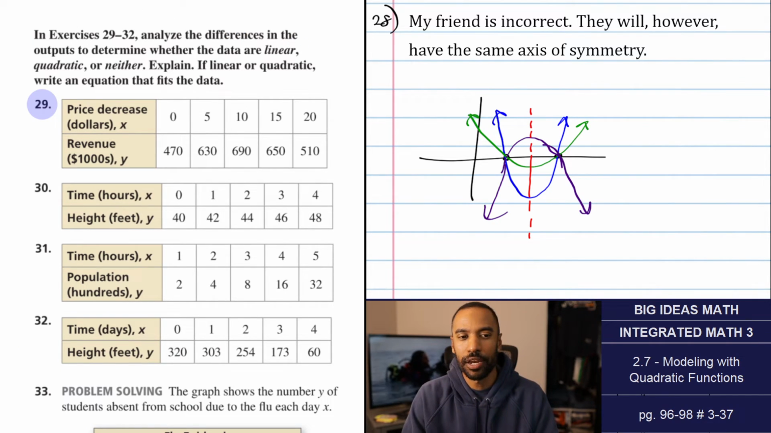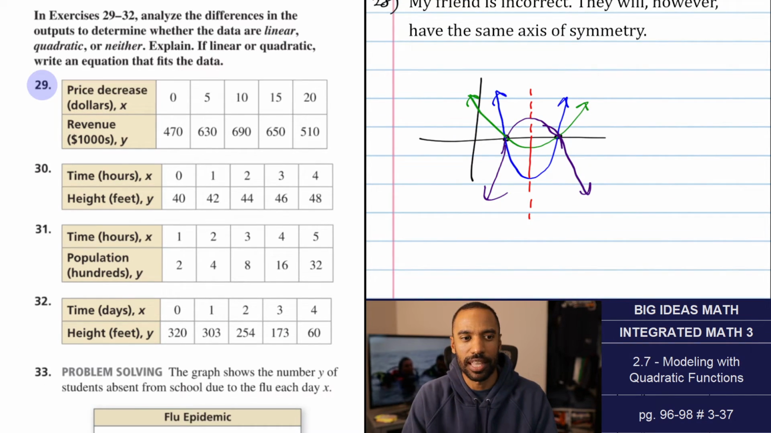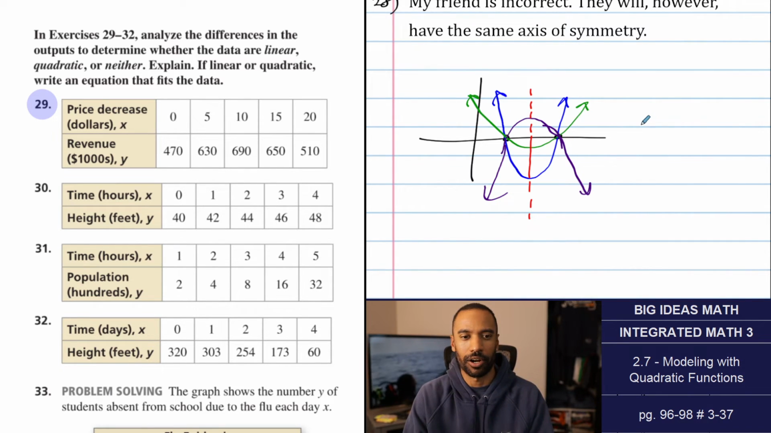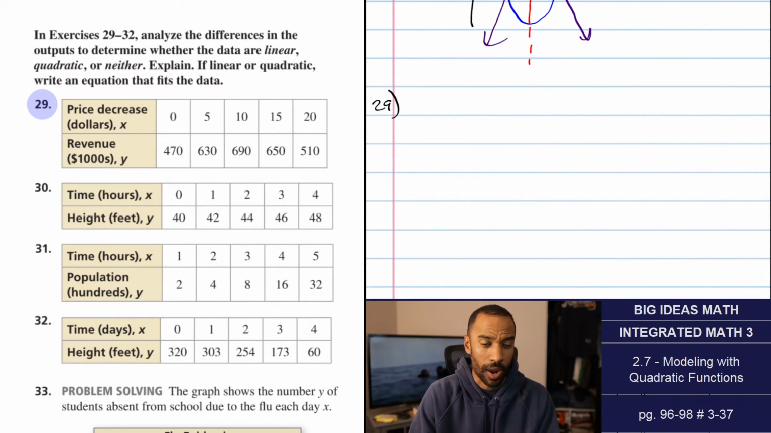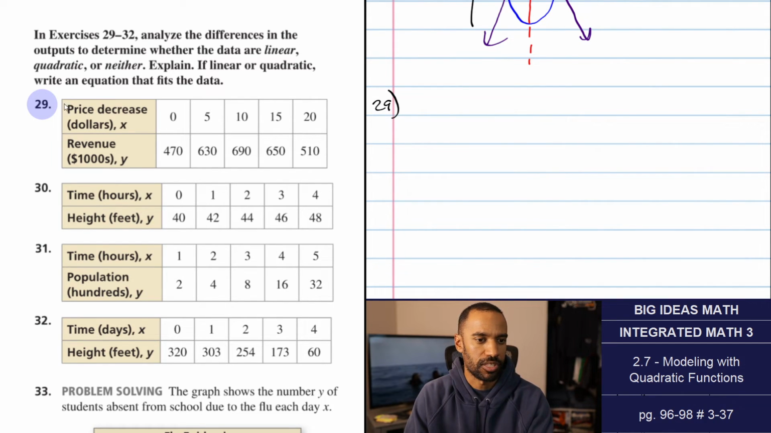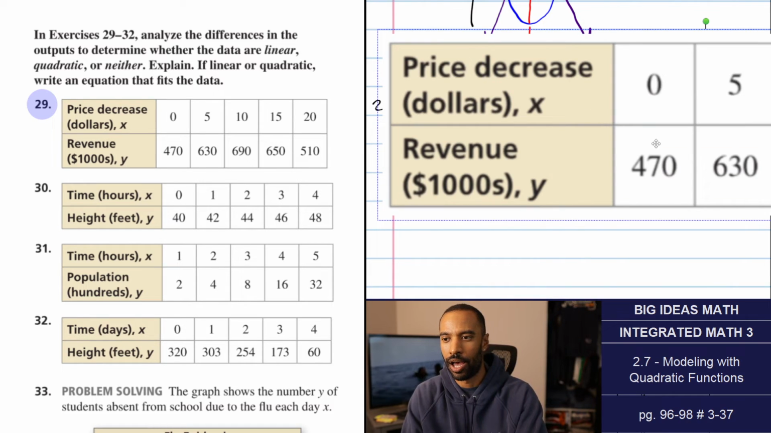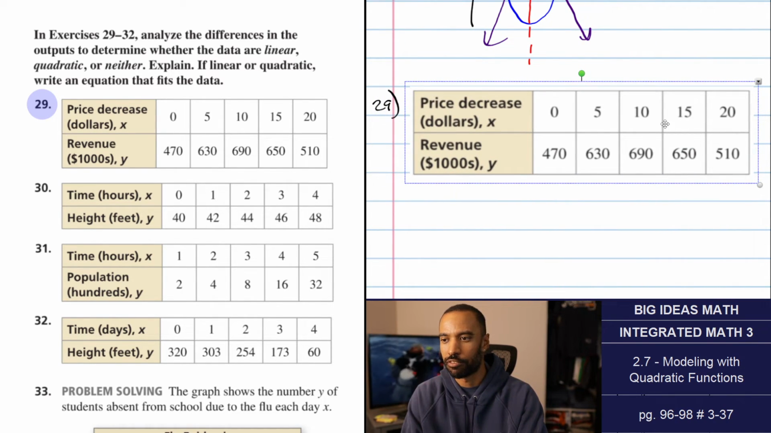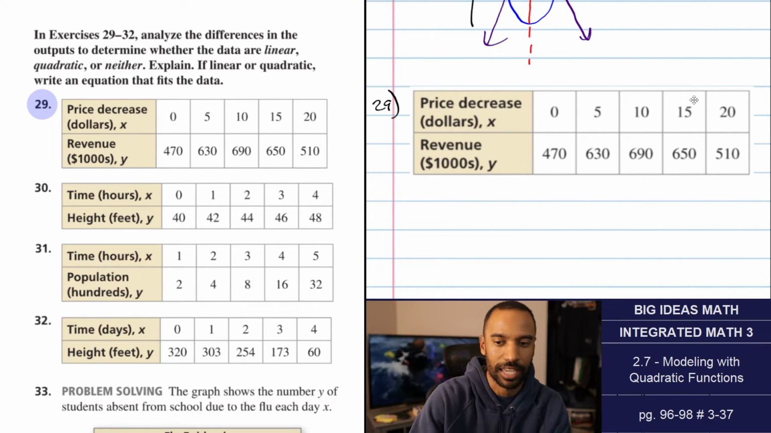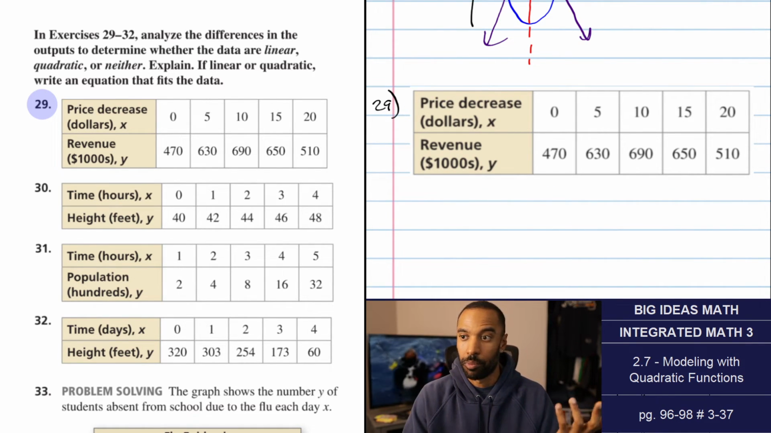All right, numbers 29 to 32, we're going to analyze the differences in the outputs to determine whether the data are linear, quadratic, or neither. Explain if linear or quadratic, write an equation that fits the data. So probably a lot of work to do when it's a quadratic answer. I'm going to copy paste these tables. You know what we're looking for? Once again, linear is going to have a constant first difference. Quadratic is going to have a constant second difference. A neither will be a neither.